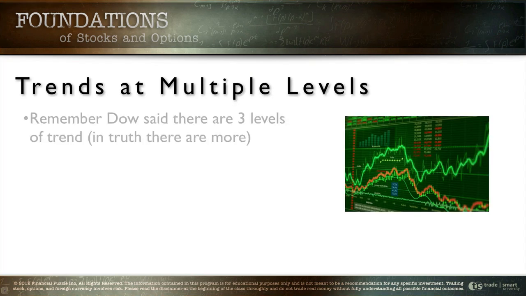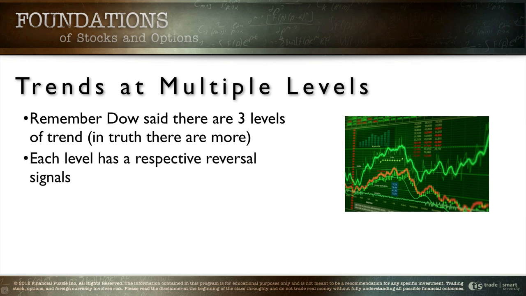Okay? Now, let's address the next element of trend. Remember, Charles Dow said that there's 3 levels of the trend. For those of you who know anything about Ralph Nelson Elliott, you know that he discovered that trends are actually much more fractal than that, and they can go up and down both directions either way for multiple levels. And so there's really a lot more than 3 levels to the trend, but we'll just go with the 3 levels for now.